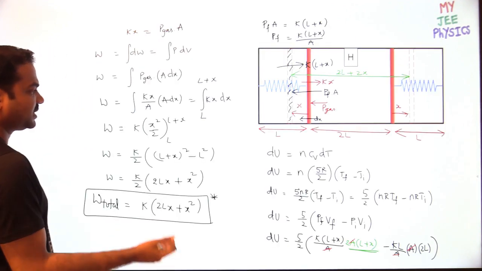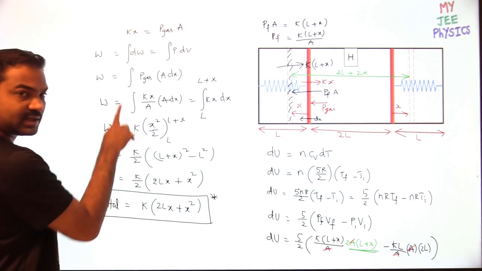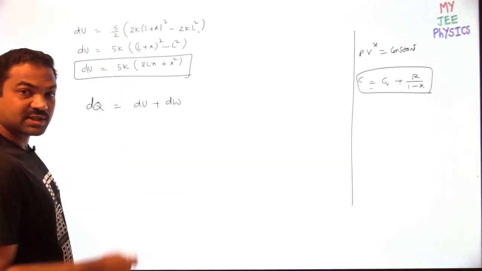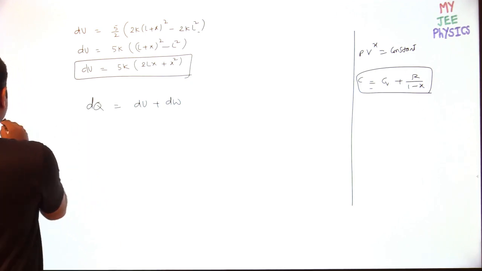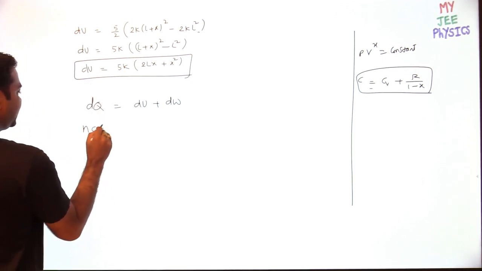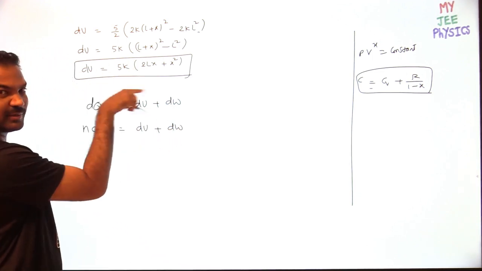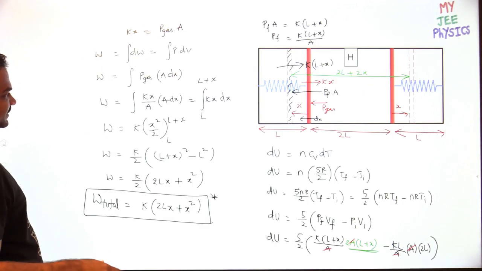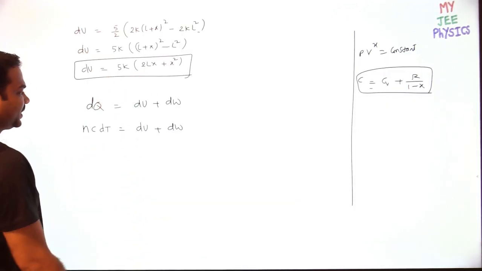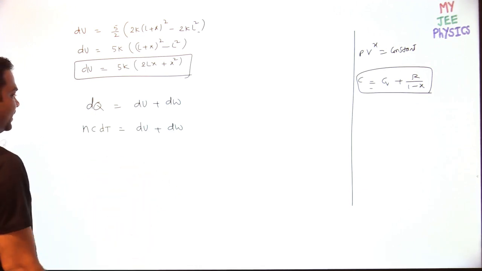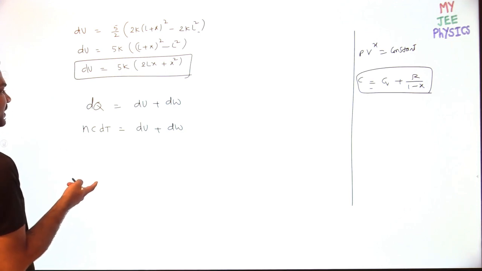But here we don't know the process equation. We don't know the process equation, but we know the work done value and the du value. That's why I'm following the first law of thermodynamics. dq is equal to n C dT, which is equal to du plus dw as it is, because du and dw I can add easily. One is K times, the other one is 5K times. That's why I'm doing it this way. Ultimately the C value is required. So what to do for the C value?